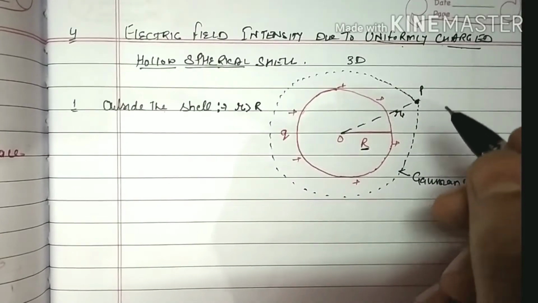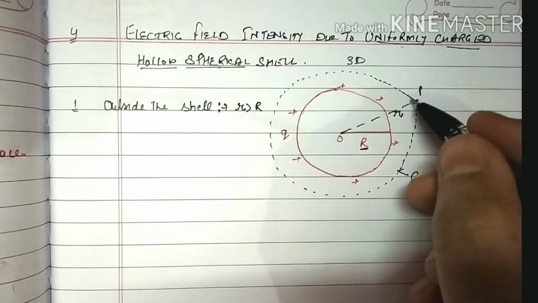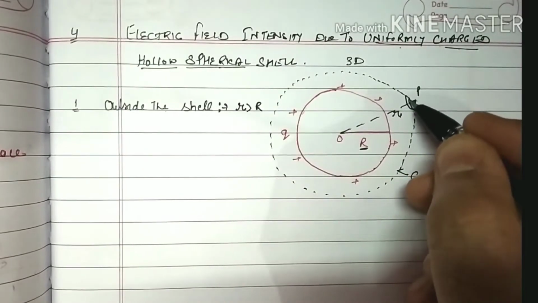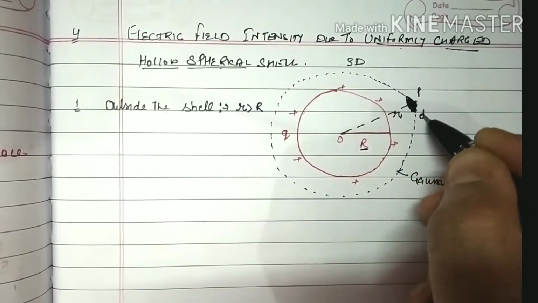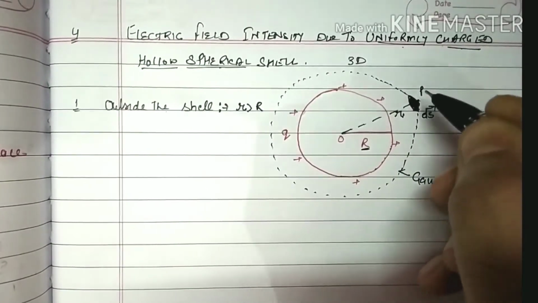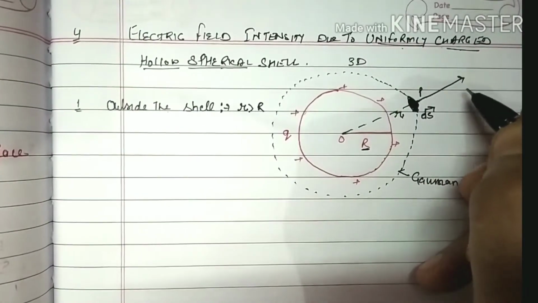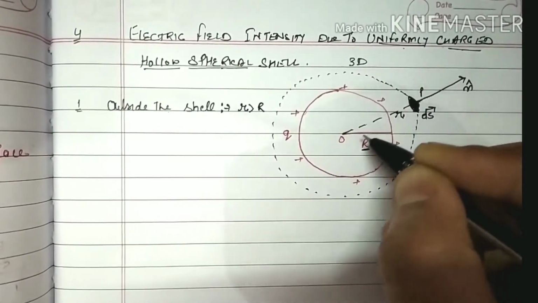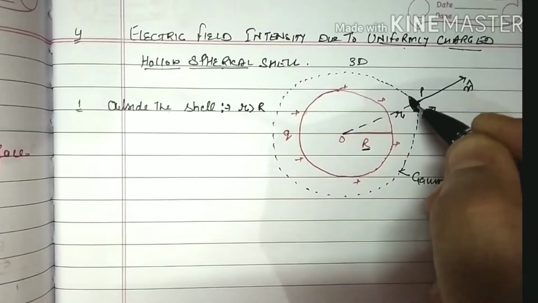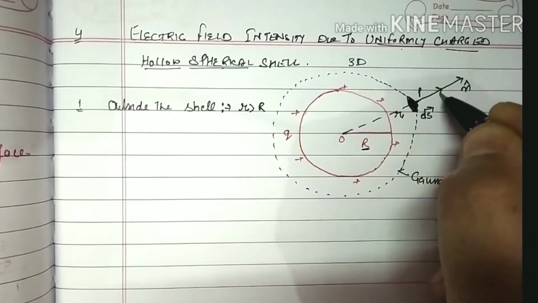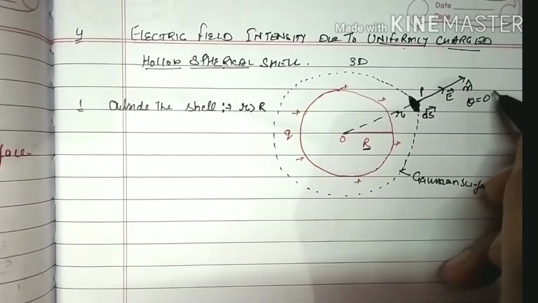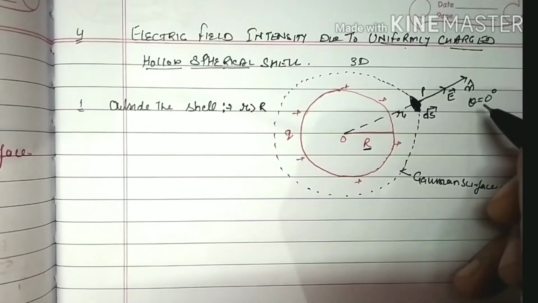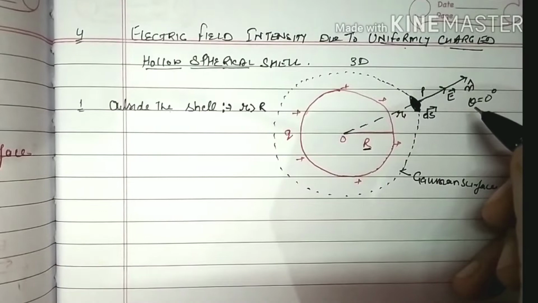So now next step, here we have to consider an area vector. At this point P we have to consider a small area vector dS, and this is the direction of this area vector, and you know that this is the positive charge. Due to this positive charge the electric field is outward. This is the direction of the electric field also. The theta becomes equal to 0 degree. I think this diagram is clear to all of you.